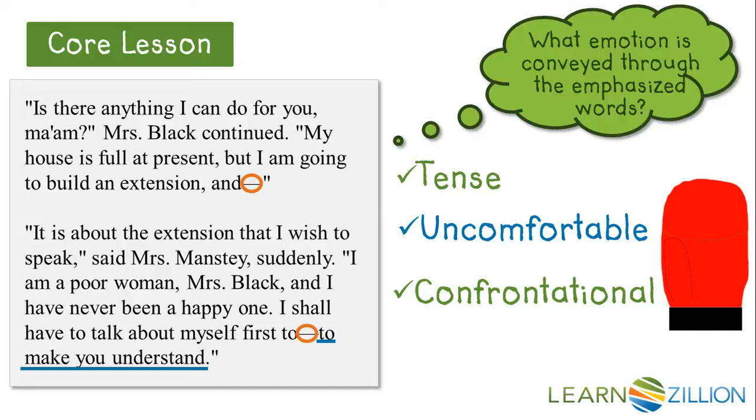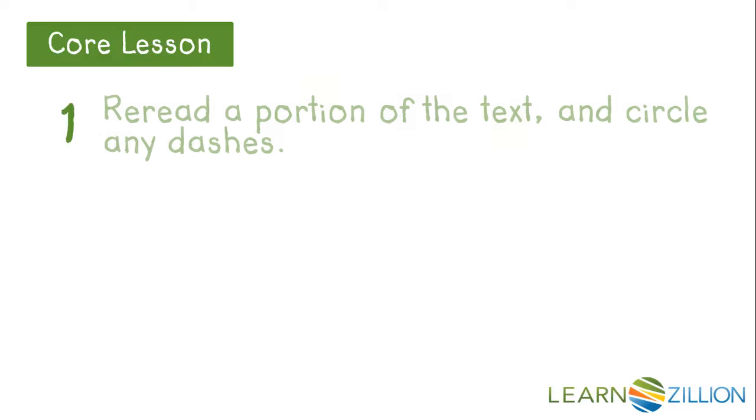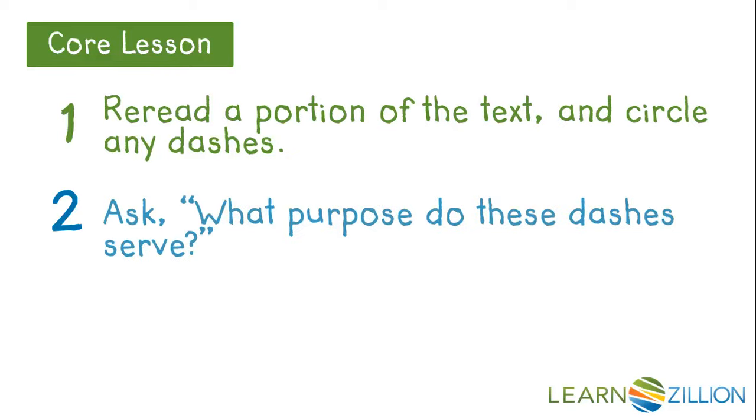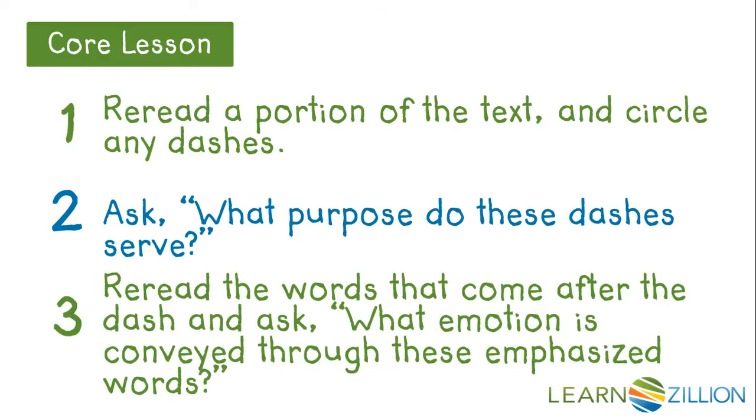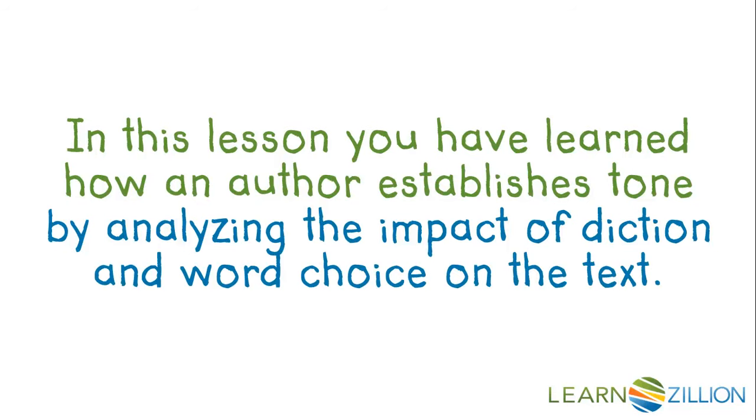So when you are reading a text that uses dashes, you can follow these 3 steps to help you determine how those dashes support the tone. First, reread a portion of the text and circle any dashes. Then ask, what purpose do these dashes serve? And third, reread the words that come after the dash and ask, what emotion is conveyed through these emphasized words? In this lesson, you have learned how an author establishes tone by analyzing the impact of diction and word choice on the text.